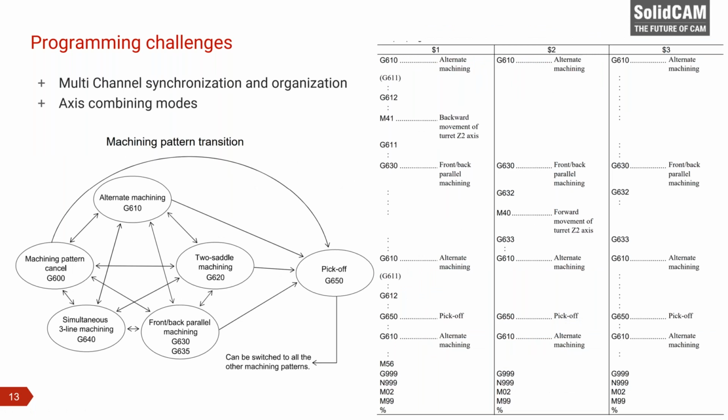Okay, the next challenge I would like to name is multi-channel synchronization and organization of the sequence of operations, and also axis combining modes. You should be very careful with this when you try to organize the operation sequence on a multi-channel machine. Multi-channel synchronization and axis combining modes is a must for each Swiss type machine.